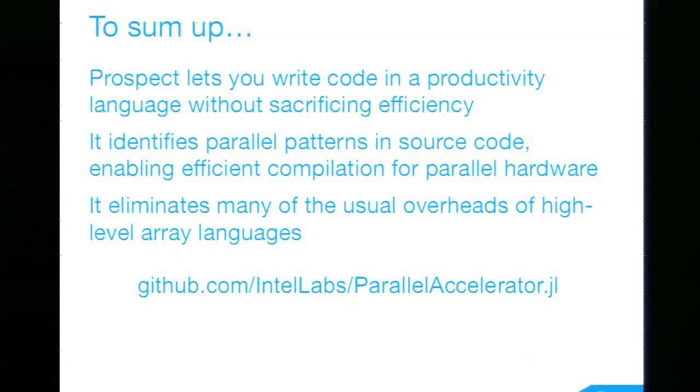So to wrap up, Prospect gives you a way to write scientific computing code in a productivity language, Julia, without sacrificing efficiency. And it does this by identifying parallel patterns in the code and by getting rid of many of the usual overheads of high-level array programming, like allocating intermediate arrays and checking array access bounds. And it's open source and available for you to try today. So thank you.